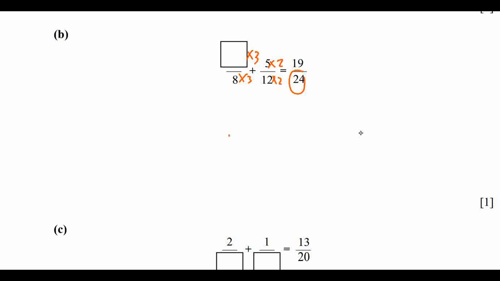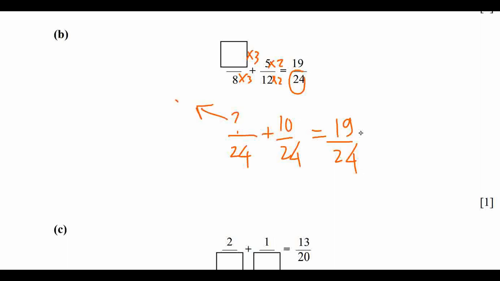So now we have something over 24 plus 5 times 2 is 10 over 24 equals 19 over 24. Now something plus 10 equals 19, so this has to be 9, because 9 plus 10 is 19. So 9 is something times 3, so the answer must be 3, because 3 times 3 is 9, and 9 over 24 plus 10 over 24 is 19 over 24.